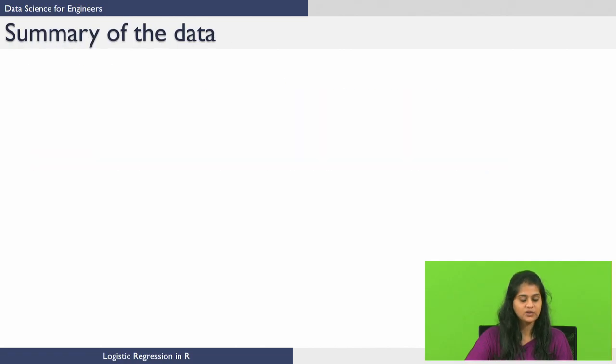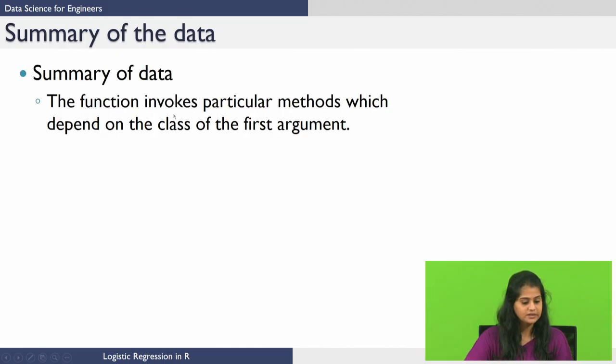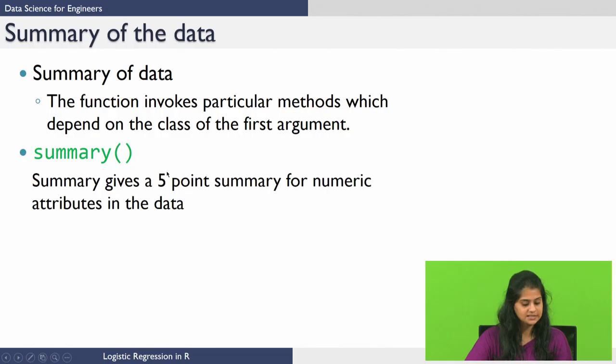So now let us look at the summary of the data and see what it has to tell about the data. Summary is the 5-point summary if the input is a data frame, and if the input is an object, then the corresponding summary for the object is returned. So this is the syntax.